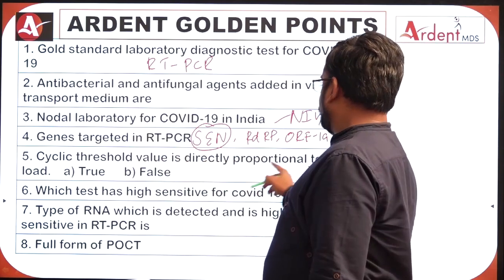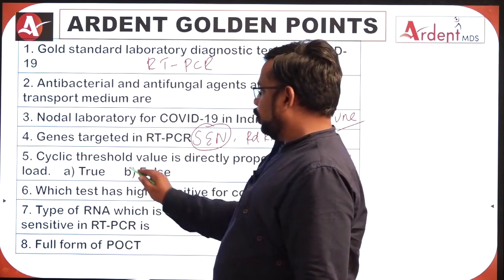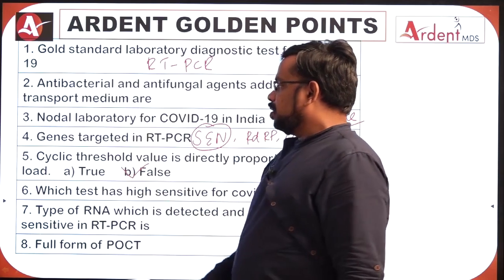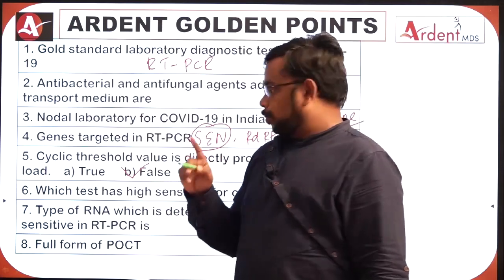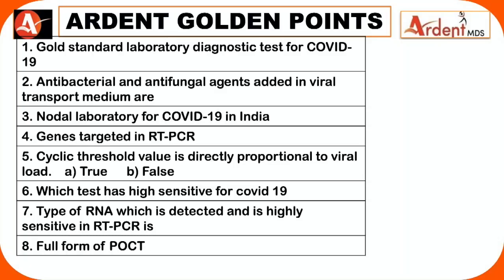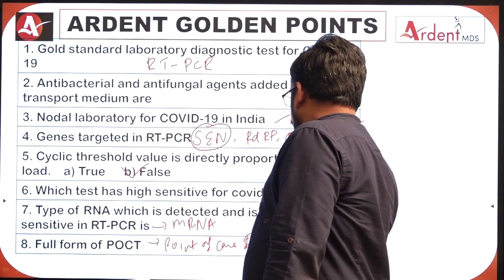Cycle threshold value is directly proportional to the viral load? No, it is a false statement. Cycle threshold and viral load are indirectly proportional. Which test has high sensitivity for COVID-19? Yes, RT-PCR has the high sensitivity. The type of RNA which is detected and highly sensitive in RT-PCR is mRNA. And what is the full form of POCT? That is point of care testing.